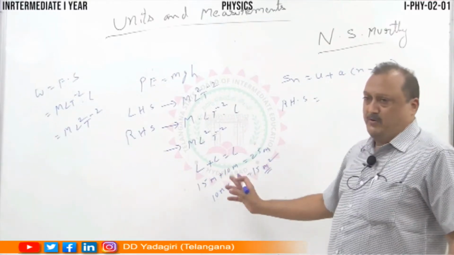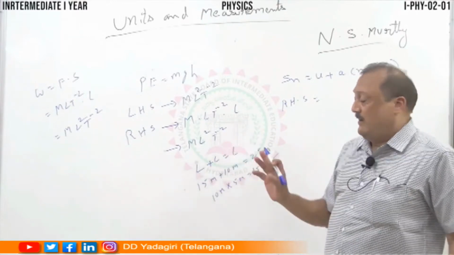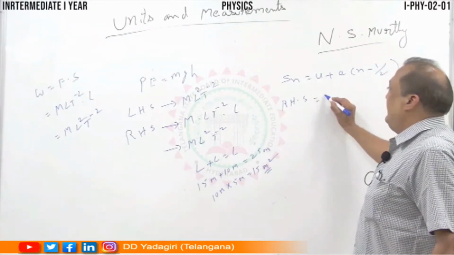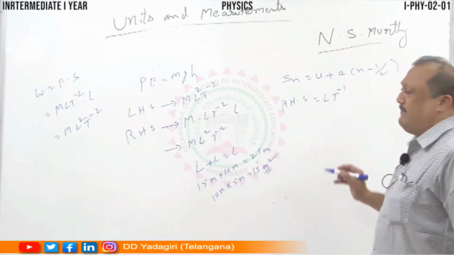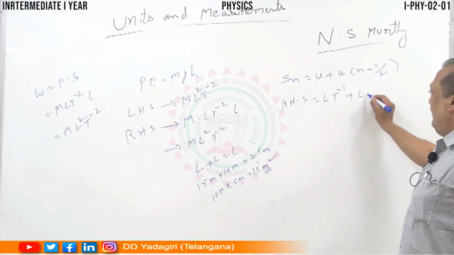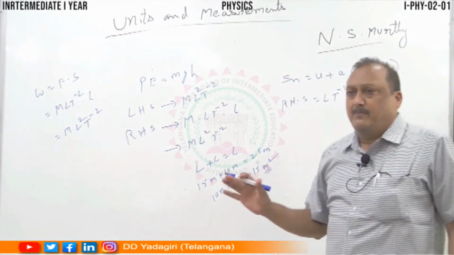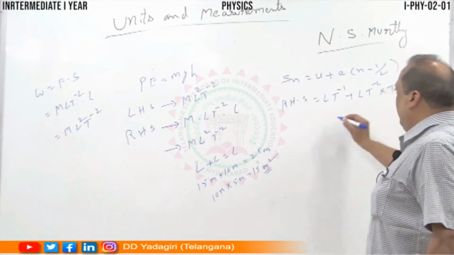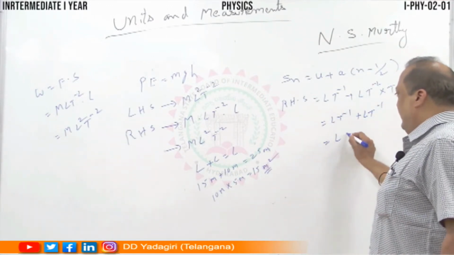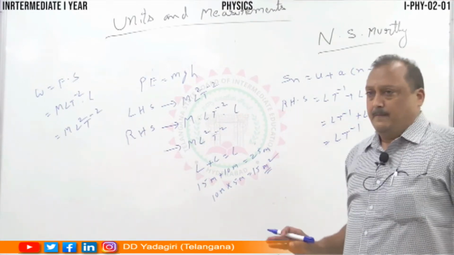If we add two units, it gives the same unit. So length plus length is L, not 2L. L plus L is L only. In this case, the initial velocity dimension formula is LT^-1 plus acceleration times time, whose formula is LT^-2 times T, that is LT^-1. So LT^-1 plus LT^-1 is LT^-1. The right hand side dimension formula is LT^-1.